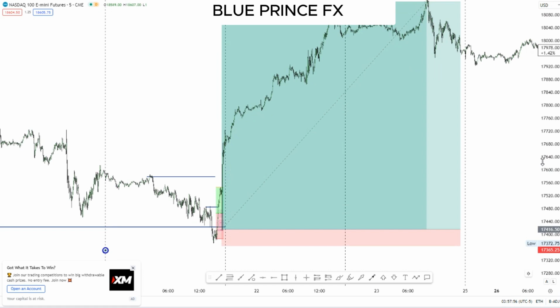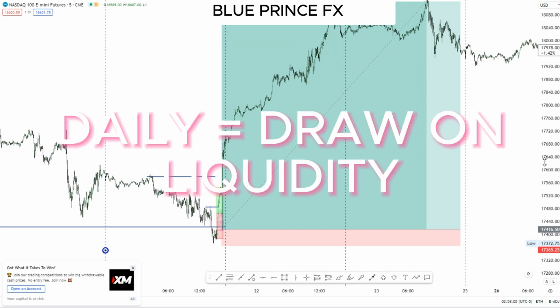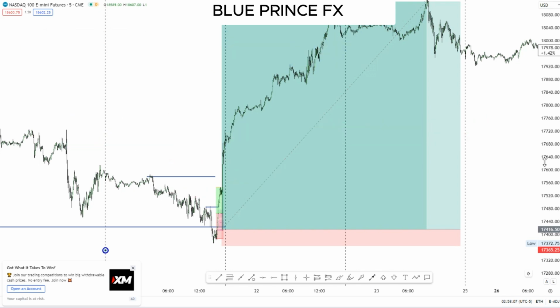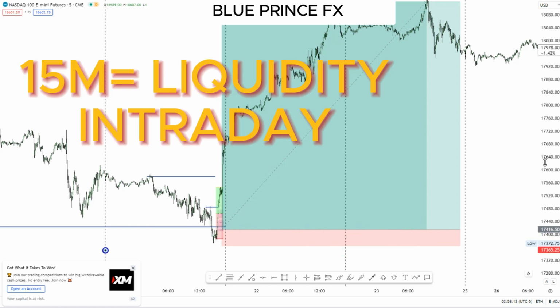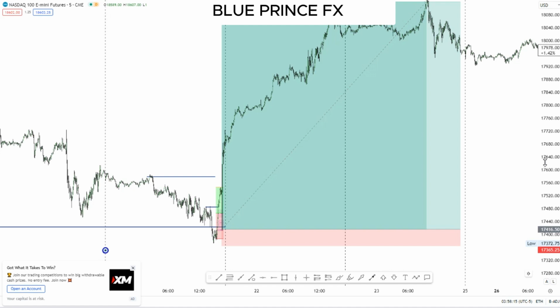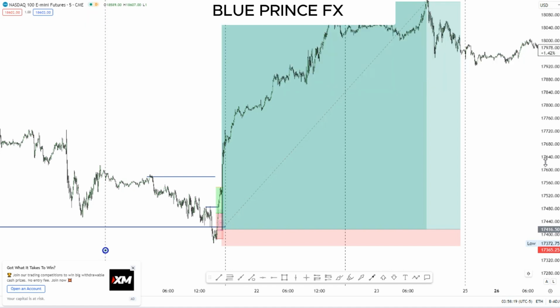Okay, guys. Now for the time frames that I use. I use the weekly time frame for buyers. I use the daily time frame for liquidity, which is our draw on liquidity. Then I use the 1 hour time frame for structure. Then I use the 15-minute time frame as further intraday liquidity. Then I use the 1 minute and the 5 minutes for entry. Those are the time frames that I use.